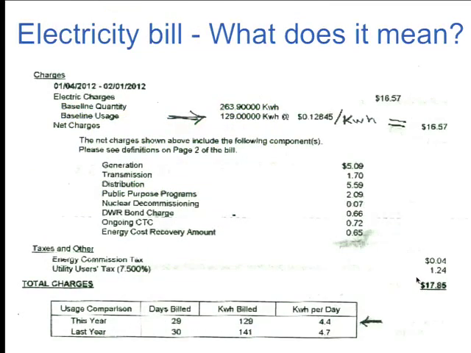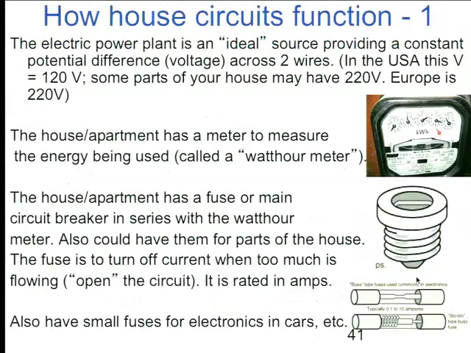Now, the other thing I wanted to talk about is when you get your electricity bill, what does it mean? You get kilowatt hours. How much kilowatt hours? What is kilowatt hours? Well, power is I squared R, power. And that's the energy per time. And it is in units of watts, which is joules per second. It's the energy per second.